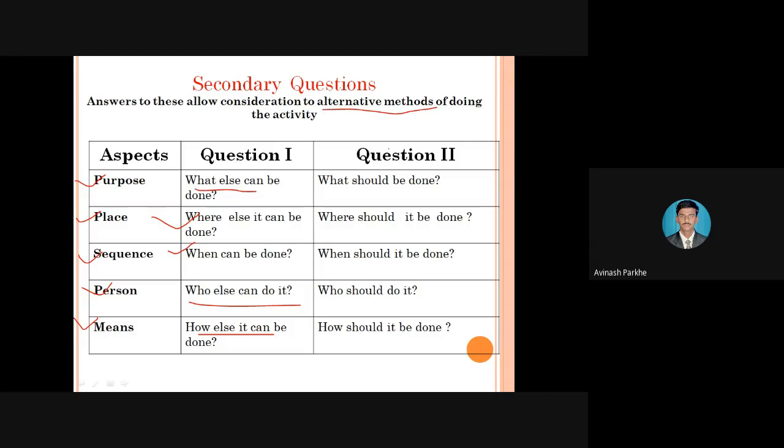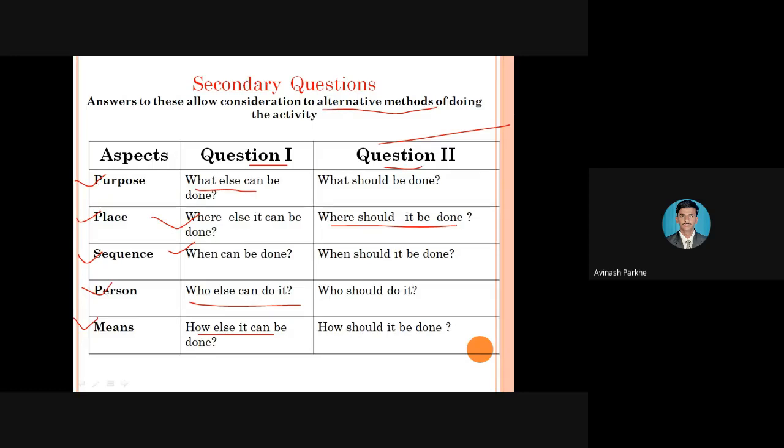Question number 1 and question number 2 are correlated with each other. If I think about the place, what is question number 1? Where else can it be done? It is not decided just now, only the question is asked: where is it to be done, where can it be done, where else can it be done. So you have to understand the relation between question number 1 and question number 2, and by combining both relations, we have to get the final answer.